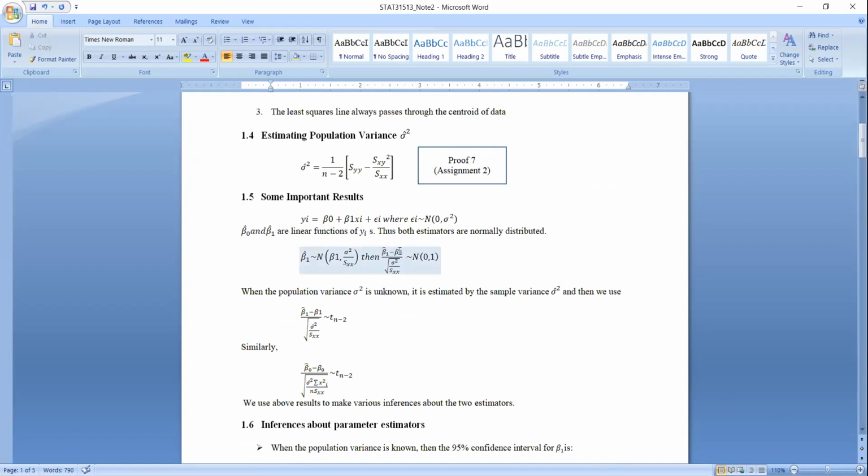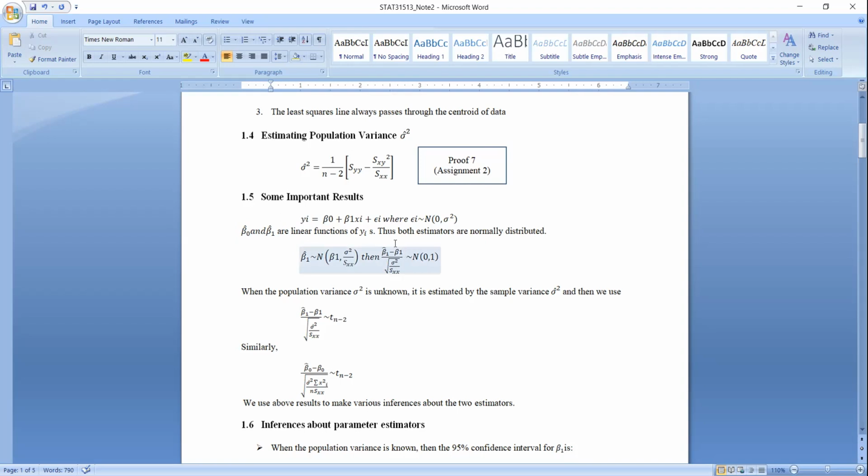Now, for an example, if you just remember this one, beta 1 hat minus beta 1 divided by the square root of sigma squared over Sxx, you have to only remember that. So when you are constructing a confidence interval for beta 1, since you are using the standard normal table, if it is a 95% confidence interval, we know the table values are minus 1.96 and plus 1.96. So you have to multiply the two table values by the standard deviation, right?